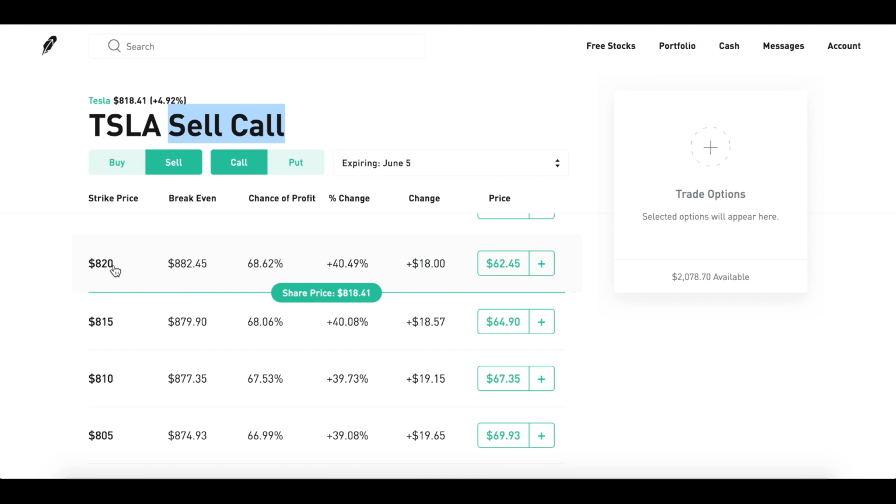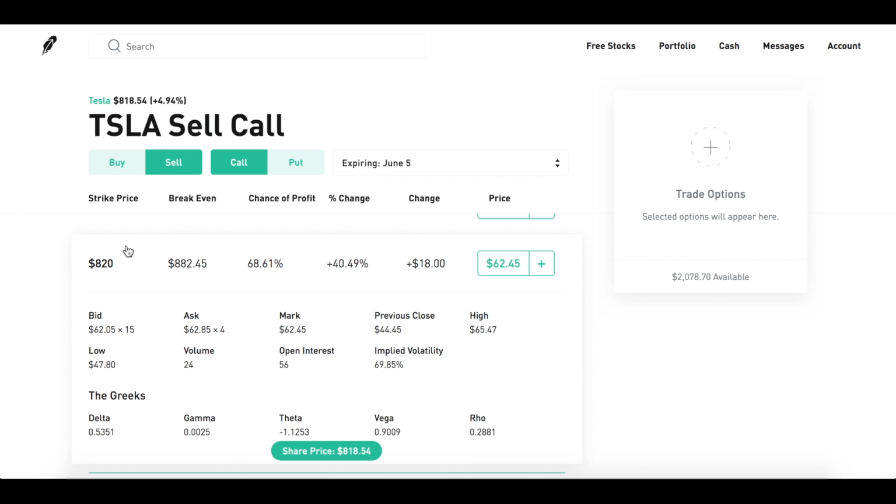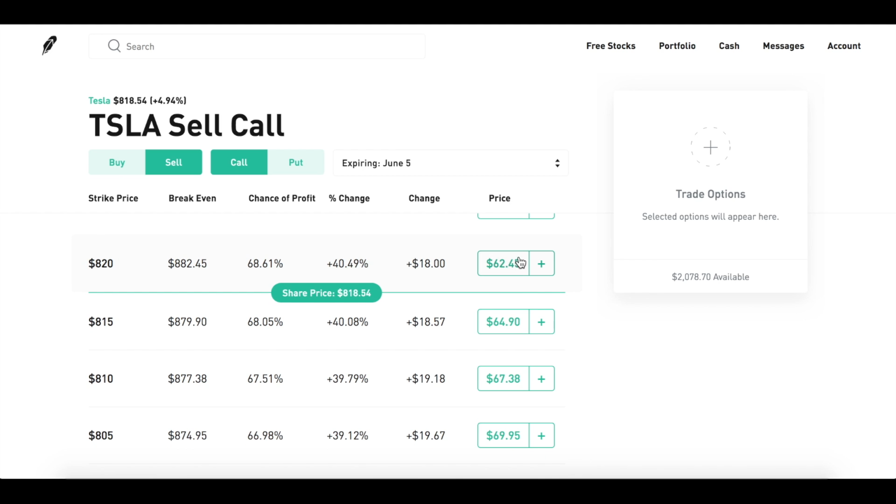If I was to write this $820 contract right here, and I had 100 shares of Tesla, I write one contract. What's going to happen? My account is going to get credited this $62.45 times 100. So that's actually a significant amount of money that I'm going to get credited into my account, right? Then what's going to happen is if Tesla stock does not go past 820 by the expiration date, which I have here as June 5th.